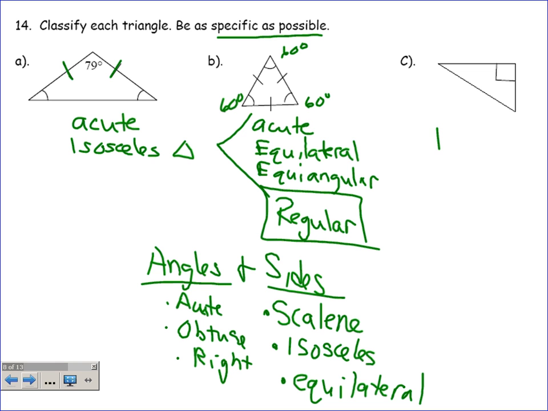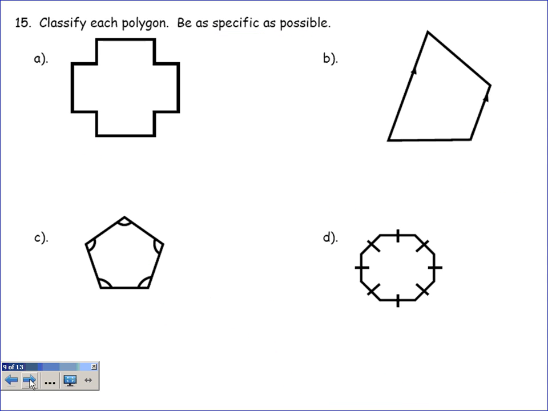Right? That is correct. Right scalene. But none of the sides are the same, so it's right scalene. This worked. Okay, we're doing well.